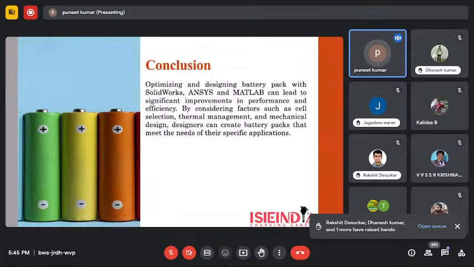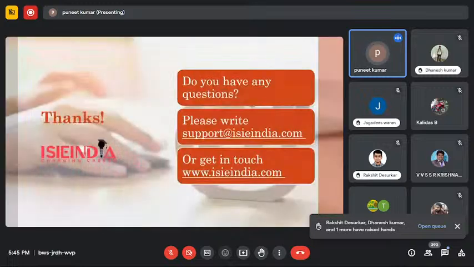There is coding involved in MATLAB, but again, this can give a much larger view of your battery pack and everything. So here I end my presentation. Now we can go ahead with questions and queries.